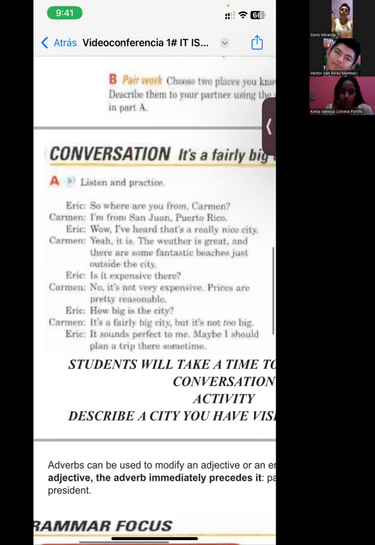Ahora sí, creo que les toca hablar con la compañera. Vaya, ahora yo sería Eric, ¿verdad? Eric, ajá, correcto. Y Héctor sería Carmen. Correcto.